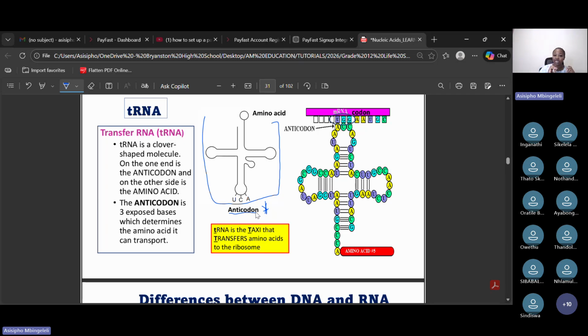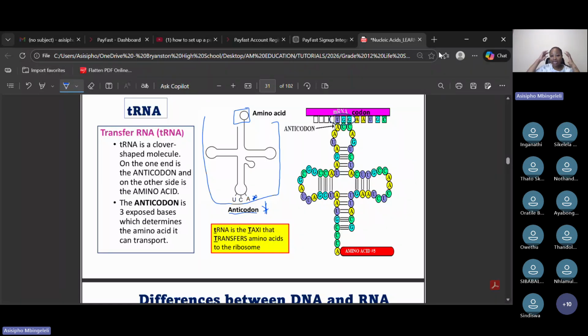Remember, 3 bases in a messenger RNA, we call them a codon. And then 3 bases in a transfer RNA, we call them an anticodon. This anticodon, 3 bases, is going to complement the bases of the codon. So on one side, the transfer RNA will carry the anticodon, and then on the other side, it will carry a specific amino acid. Now, this is a building block that is available in the cytoplasm. And again, I will explain it in detail in protein synthesis.